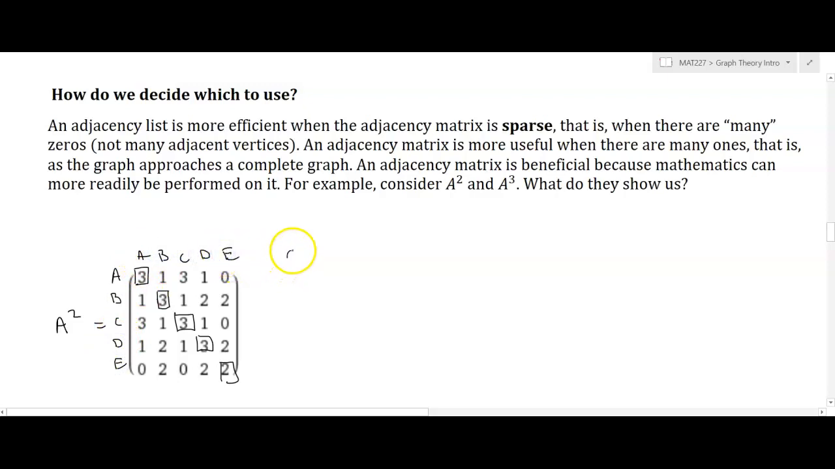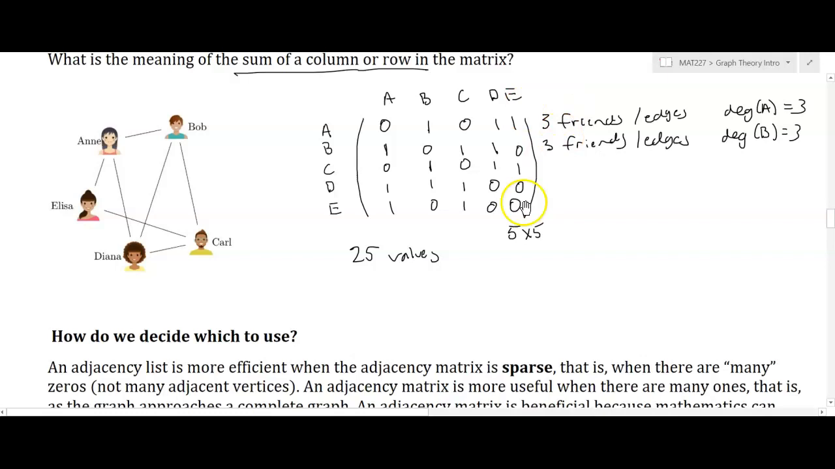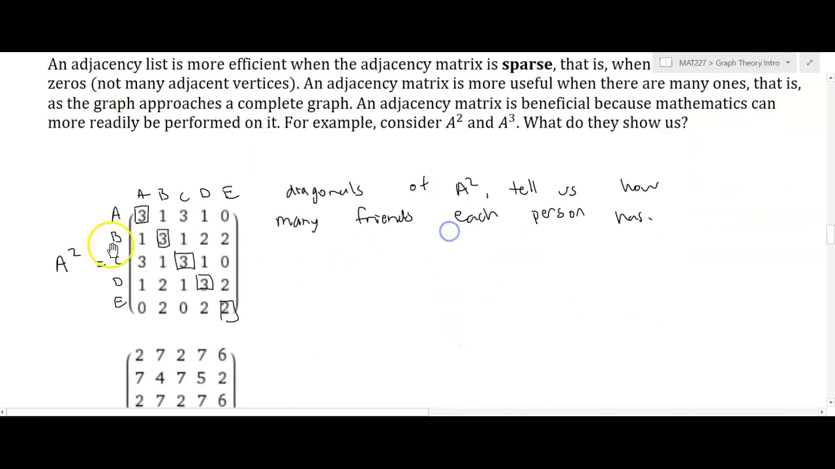So the diagonals of A squared tell us how many friends each person has, which is kind of cool. That kind of gives us the sum of the rows as we were summing them up here manually. If you just compute A squared and look at the diagonals, you can see that.